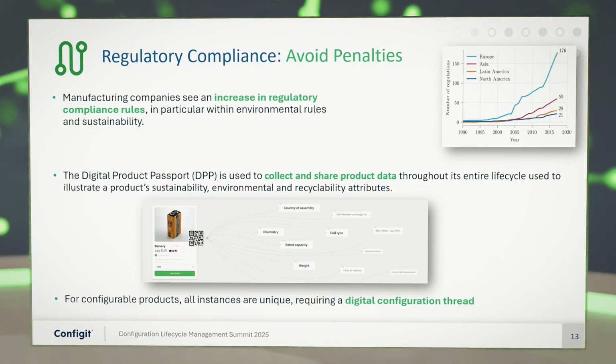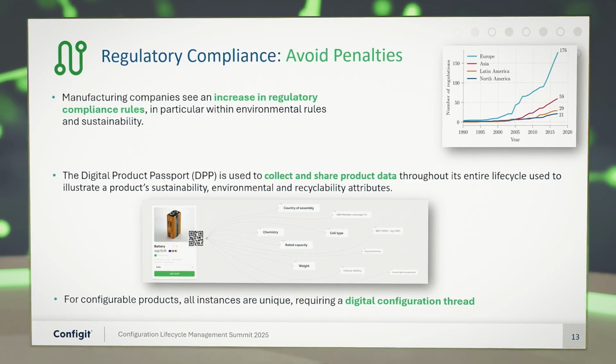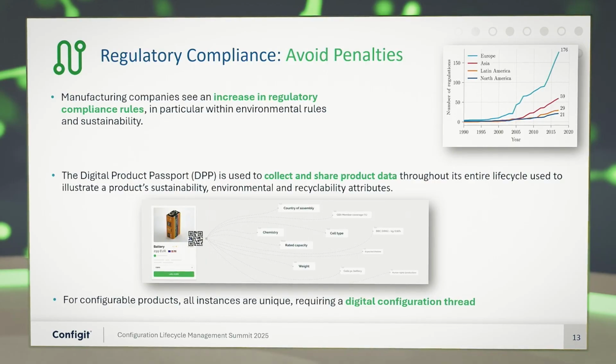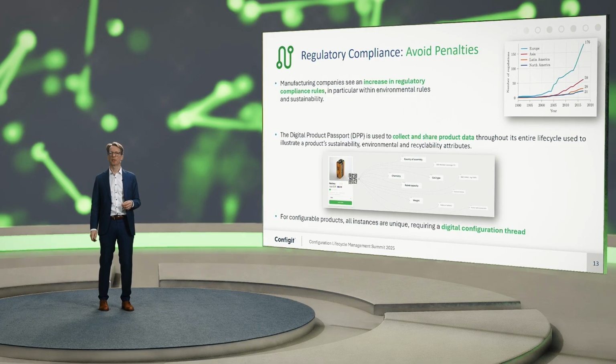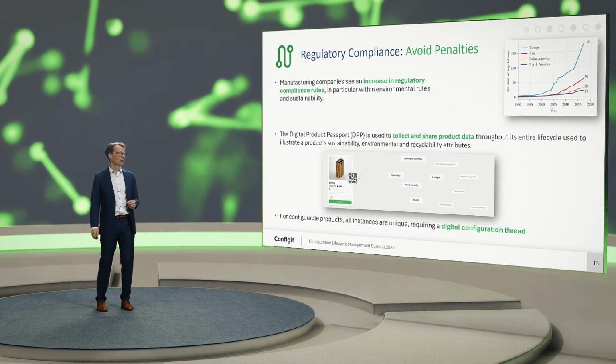So this is sort of an example where, for configurable products, that variability you have to deal with not just in the engineering and the sales phases, but you also have to deal with it now all the way out to the products as they have been delivered and are being operated out there.